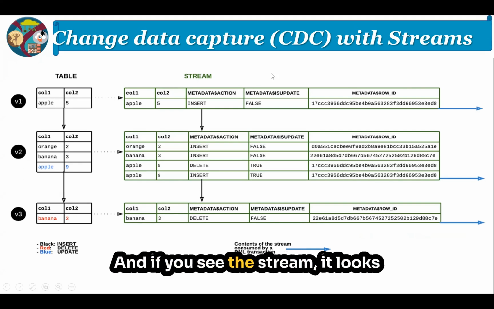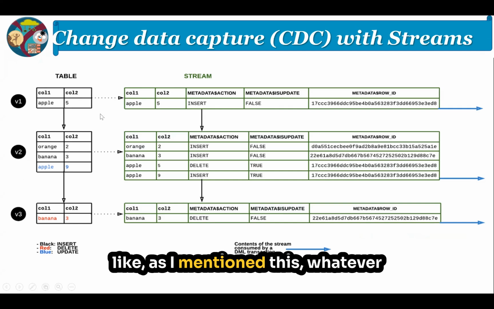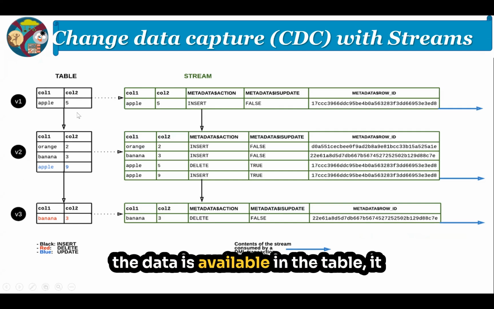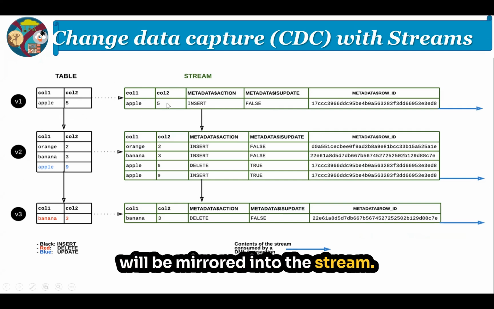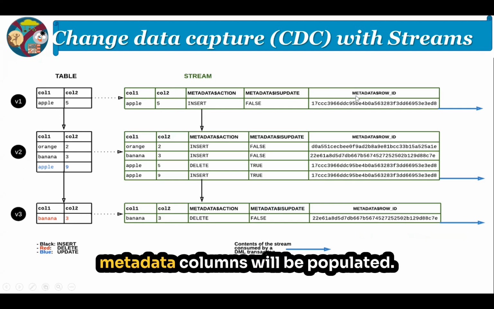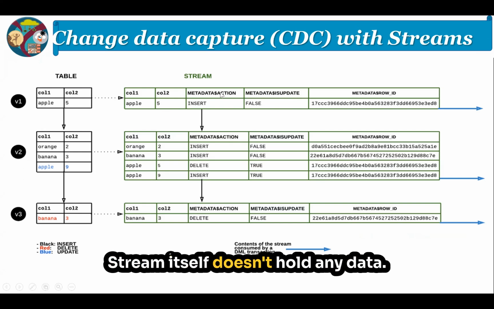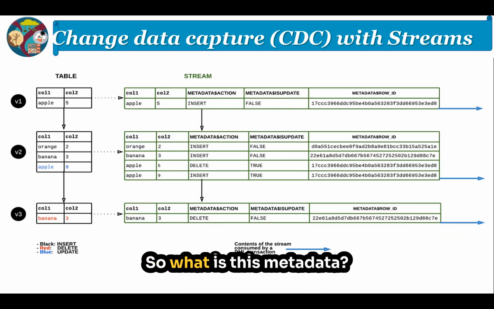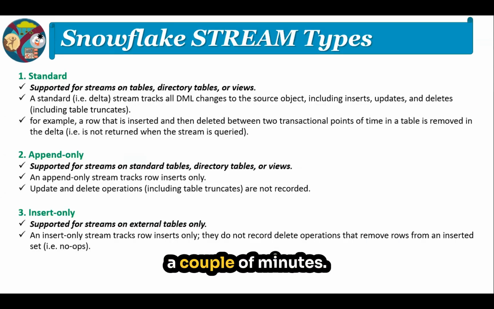And if you see the stream, as I mentioned, whatever data is available in the table will be mirrored into the stream. Apart from that, a few additional metadata columns will be populated. The stream itself doesn't hold any data. What this metadata is, we will discuss in a couple of minutes.